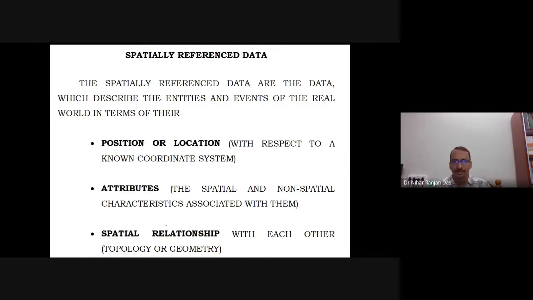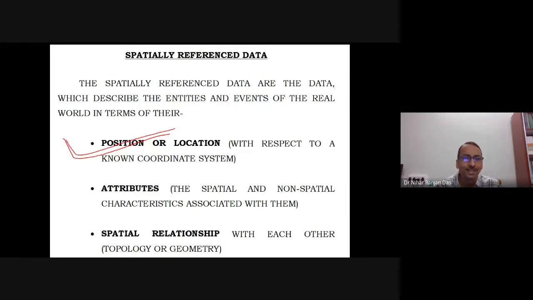What is spatial data? As already we have discussed, what is a spatial object and phenomena? The data regarding spatial objects and phenomena is spatial data or geographical data. So what are those data? If I describe the data regarding a particular hill or a particular road, it has three aspects, three properties. One is position or location. The road, the hill, or the water body is having a position or location.